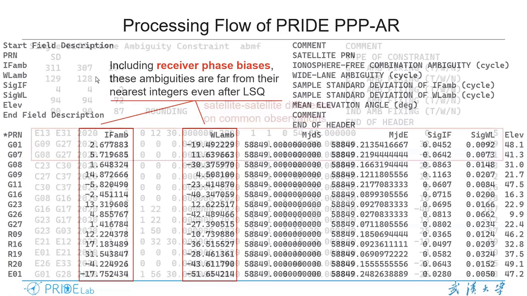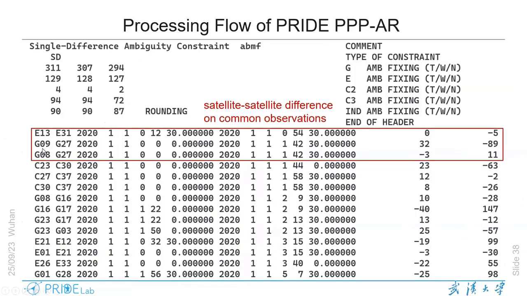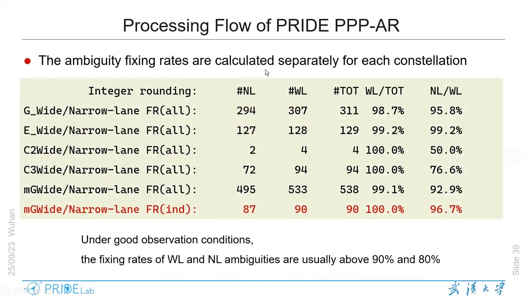But after the satellite-to-satellite difference, the receiver biases can be eliminated and the ambiguities are resolved into integers in the CSD, the constraint file. The left column is the wide lane integer ambiguities, and the right column is the narrow lane integer ambiguities. Also, the program will show you the statistics of the ambiguity fixing rates. You can see how many ambiguities of each type and constellation were fixed into integer values.